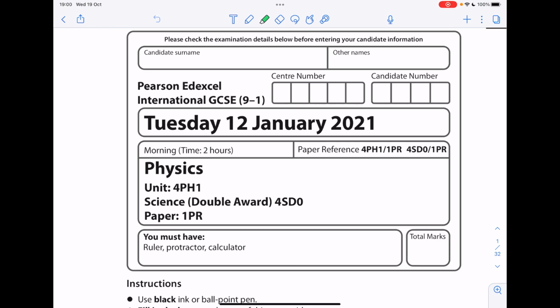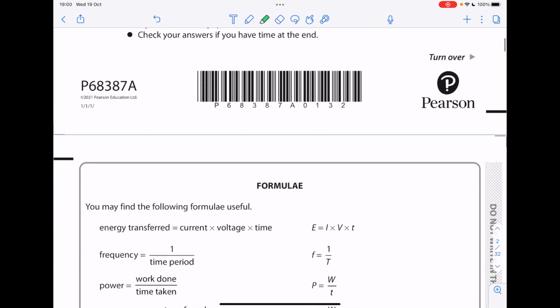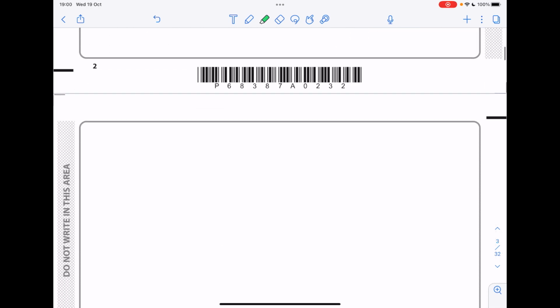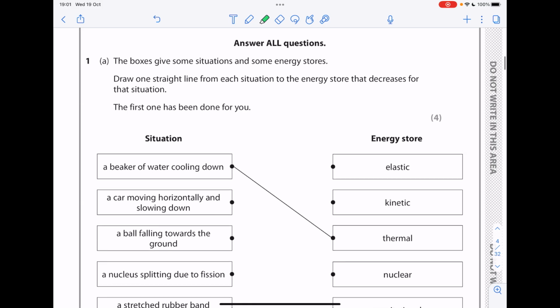This is an IGCSE Edexcel paper. It's an exam talkthrough from January 2021, suitable for anyone sitting the IGCSE Edexcel in the UK and internationally. So starting with question 1.